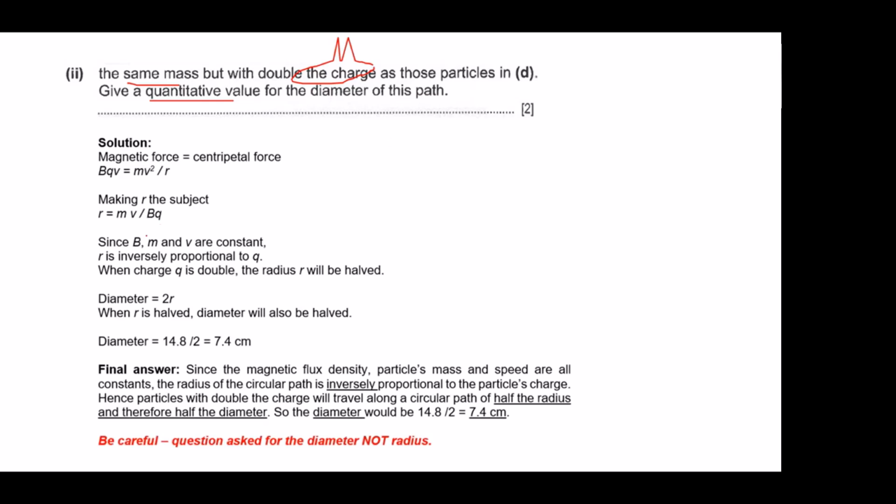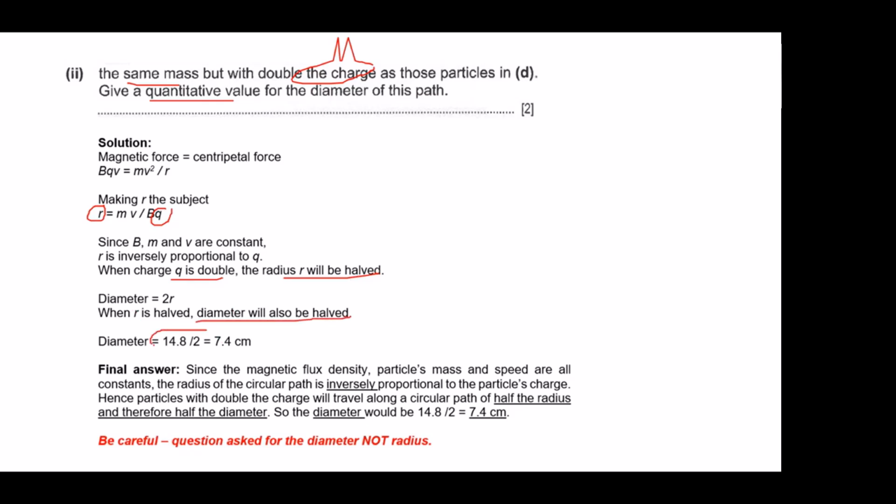Part 2, now I change the charge, I double the charge, but the mass is still the same, and you're asked to give a quantitative value, right? Quantitative means a numerical value, a number. When Q is doubled, the R will drop by half, right? So when Q is increased by 2 times, the R will drop by 2 times. So the R will be half, which means the diameter will also be half.